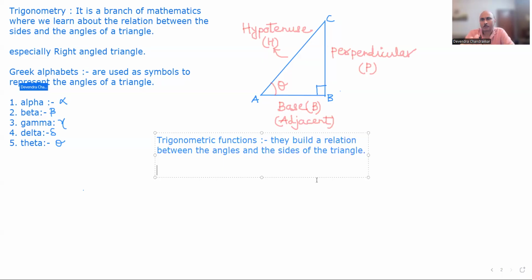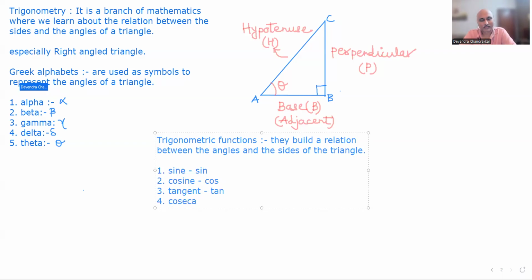So we will be learning about three basic trigonometric functions today. In fact, there are six. The next three are inverse of these, so we'll learn all six. Don't worry. The first function is sine, written in short as sin. You pronounce it as sine. Second is cosine, cos. Third one is tangent, tan. And then the next three are inverse of the first three.